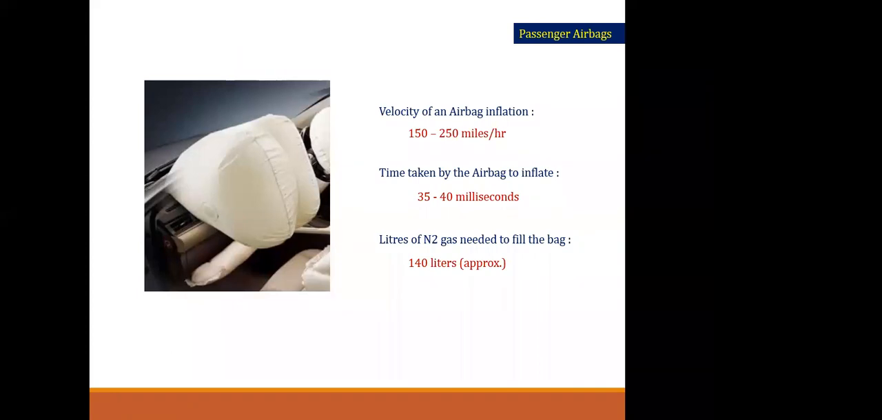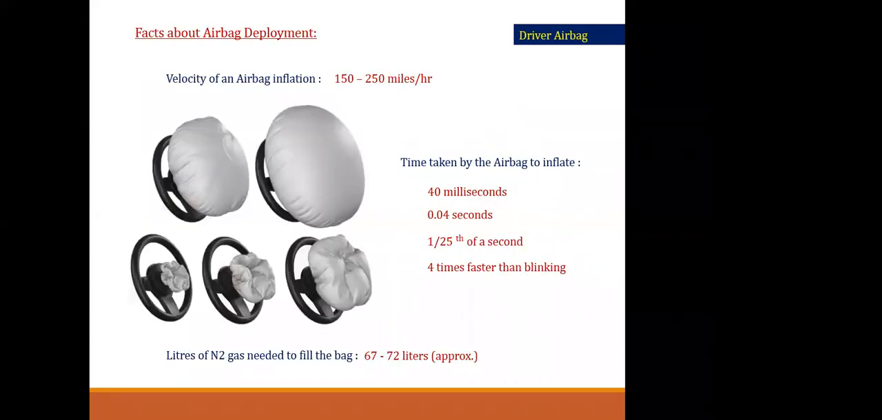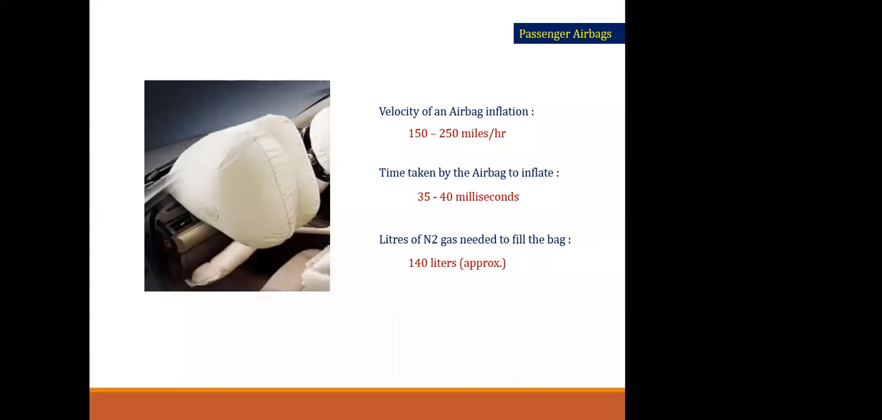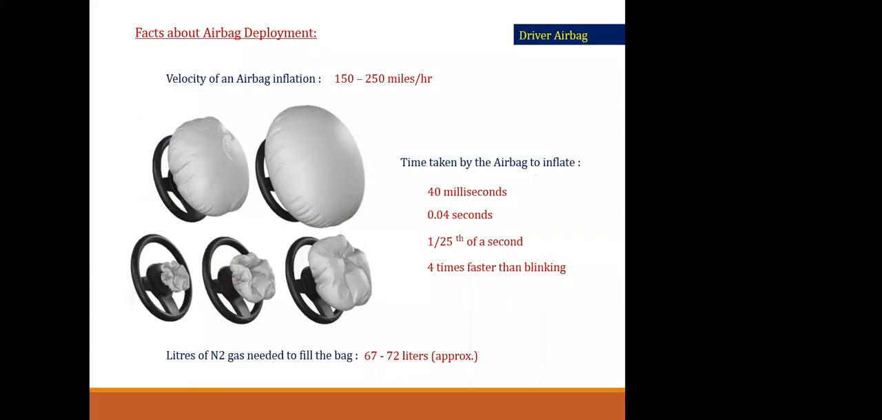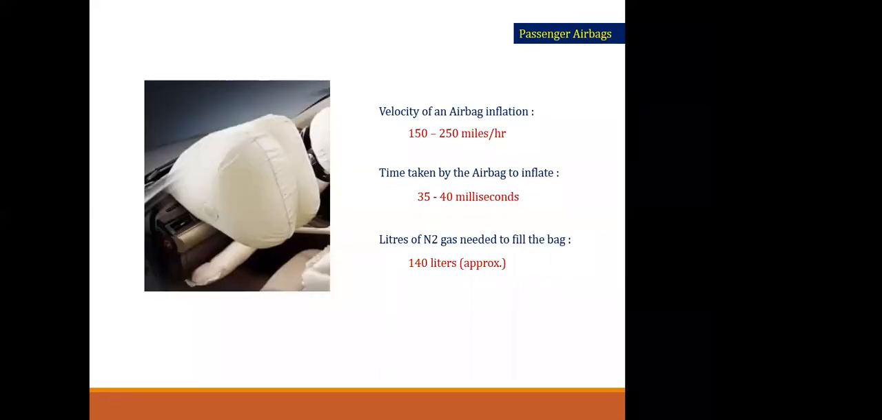Then what about your passenger airbag? Here the velocity and time taken are almost similar to your driver airbag. Can you see here? Here also the velocity is 150 to 250 miles per hour, and the time taken is 35 to 40 milliseconds. It is similar to a driver airbag. But see the amount of nitrogen needed to fill the airbag here. It is 140 liters, twice that of your driver airbag. There it needs only approximately 70 liters to fill the driver airbag, but to fill the passenger airbag, we need 140 liters.